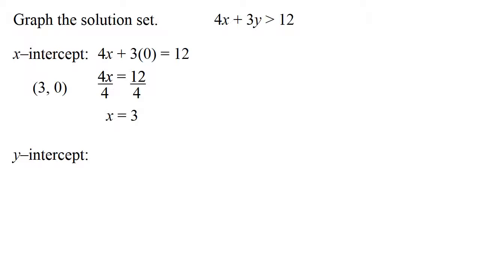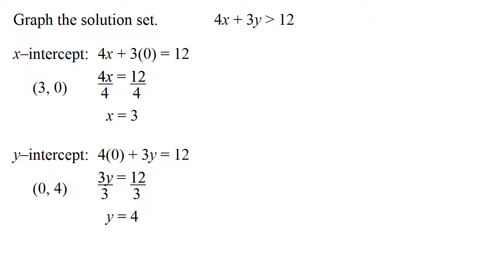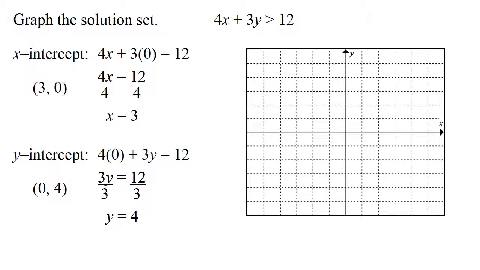To find the y-intercept, same idea, except this time you make the x value 0, so 4 times 0 plus 3y equals 12. And notice I'm saying equals because I'm looking for it as if this was an equation to help me draw this line. So 3y equals 12, divide both sides by your coefficient of 3, and y equals 4. So when x was 0, y is 4. That's our y-intercept.